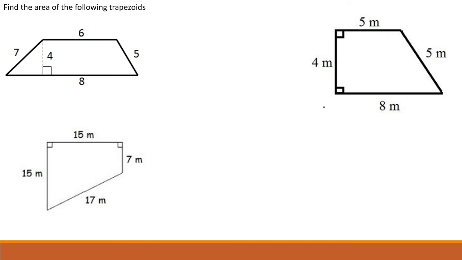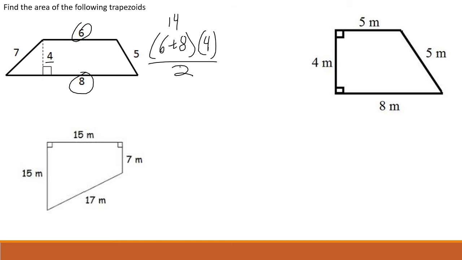So let's try this a little bit. So here we have a trapezoid. Everything's nice and labeled, so no big deal there. We simply take base 1 and base 2 and add them together, so 6 plus 8. Then we're going to multiply that by my height, which is 4, and then divide by 2. So 6 plus 8 is going to give me 14. And then 14 times 4 is going to give me 56.